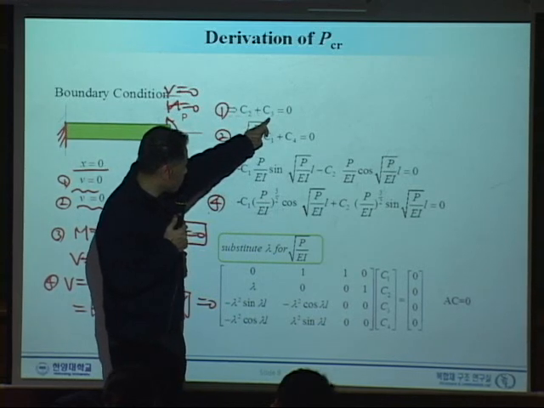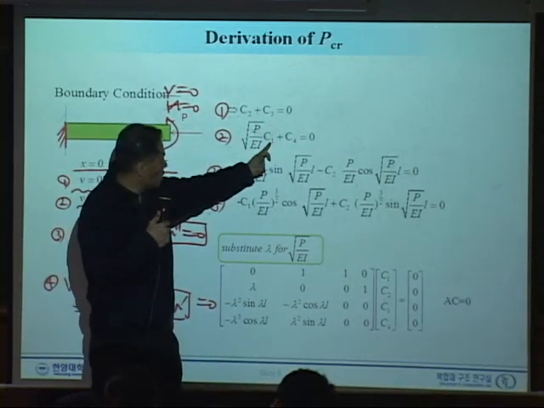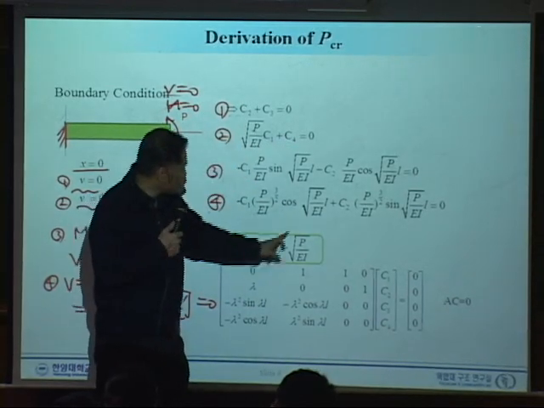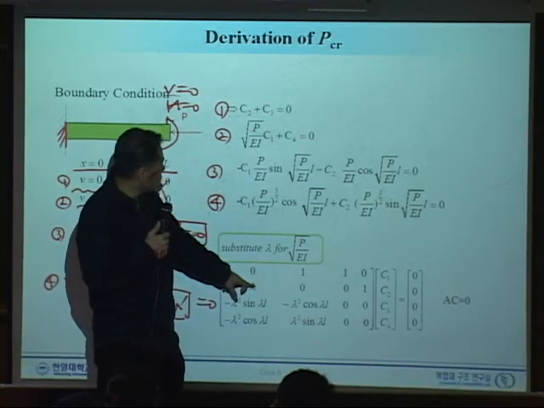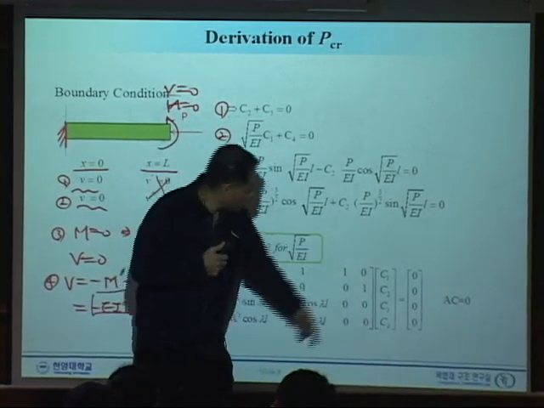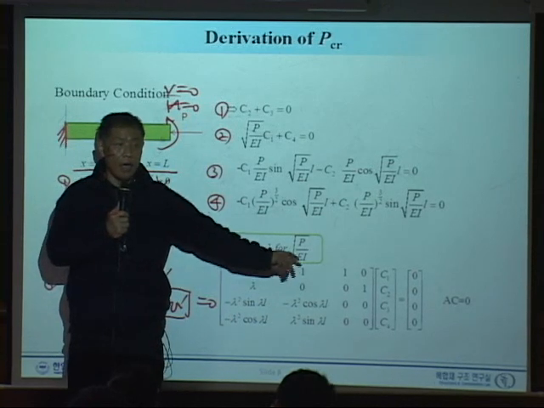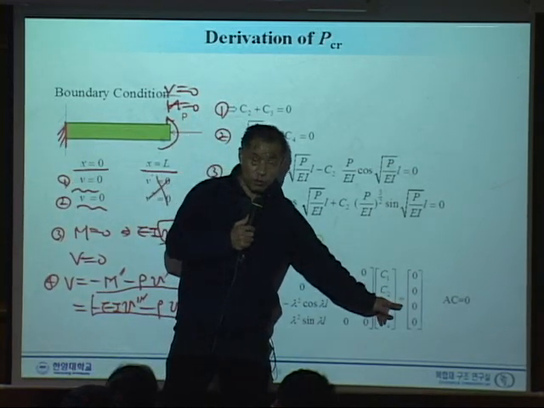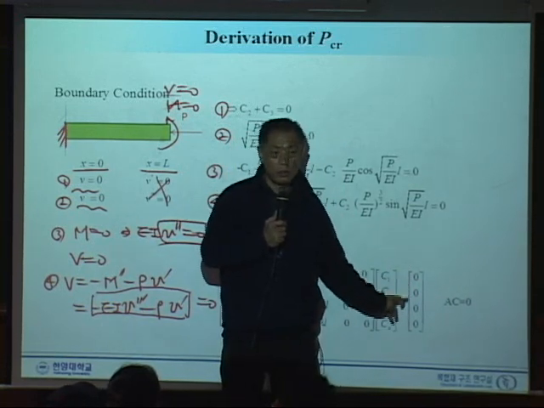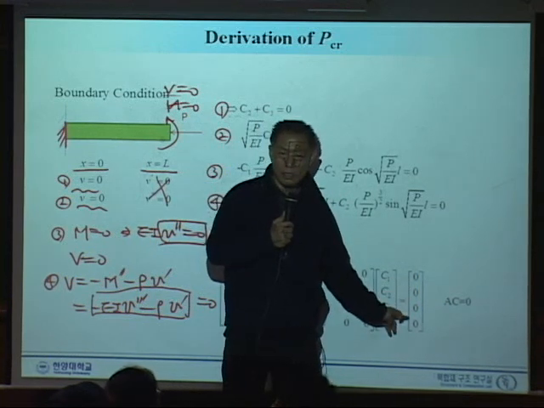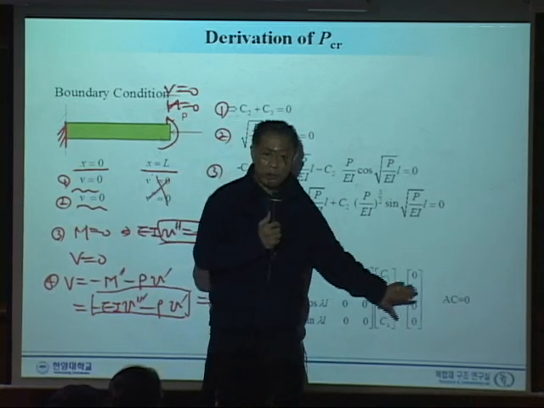So first, C2 plus C3 can be 1, 1, 1, 2, 3, 4. And the second equation, C1, C4: this one we simply replace by P over EI root, which we call lambda, and so on. This is the 4 by 4 matrix equation, and the unknowns will be C1, 2, 3, 4, equal to, on the right-hand side, all zeros. So A times C equals zero.